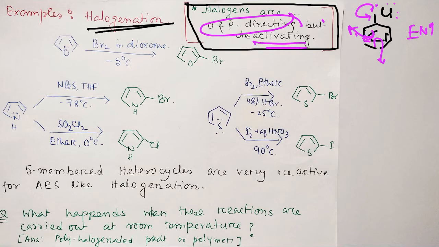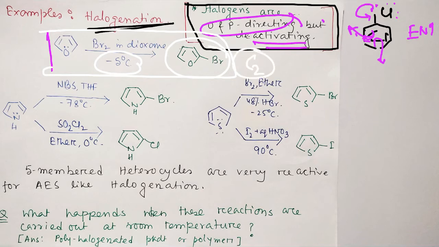Now another point. Just look at this example: furan reacts with bromine in dioxane at -5 degrees centigrade and produces this 2-bromofuran, as usual with selectivity at C2. Now the question: what happens if we carry out this reaction at room temperature? Generally it is always advisable to carry out any reaction at room temperature. What will happen? Actually, a polyhalogenated product will be obtained. Okay, why?